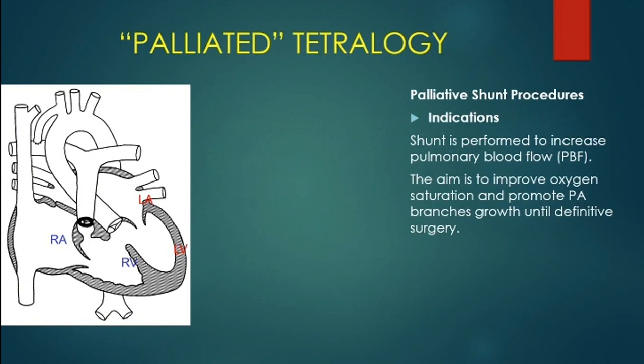As for surgical management in Tetralogy of Fallot, there are palliative procedures and definitive procedures. The palliative procedure includes the Blalock-Taussig shunt, where we create a shunt between the subclavian artery and the pulmonary artery on the same side. This palliative procedure aims to improve the patient's saturation and improve the pulmonary artery size until the patient is fit for definitive surgery.